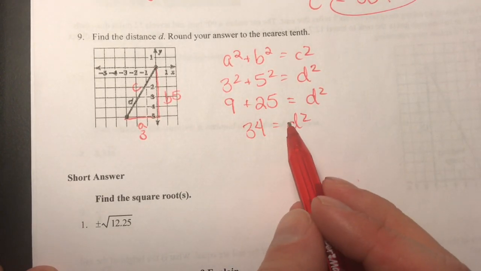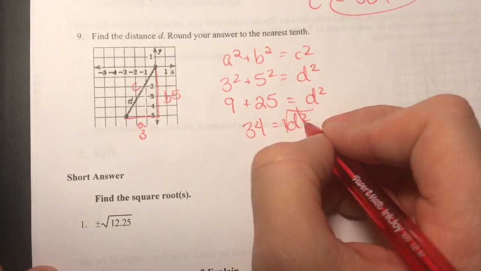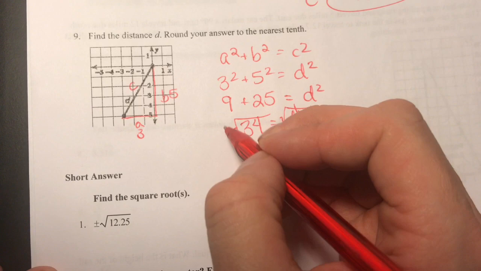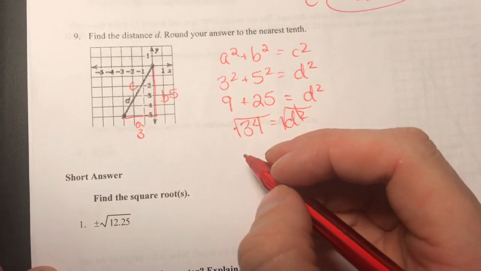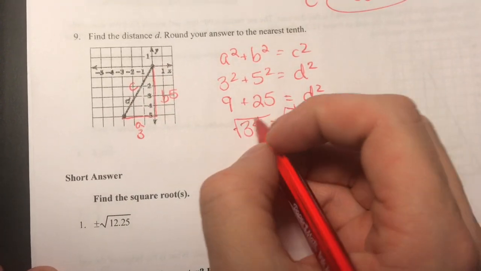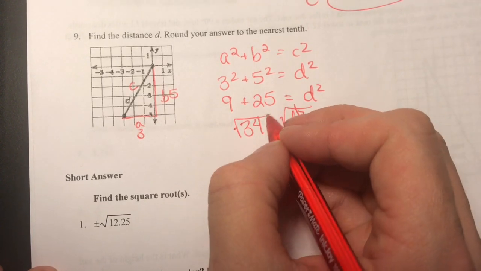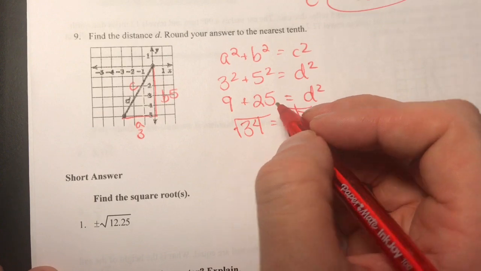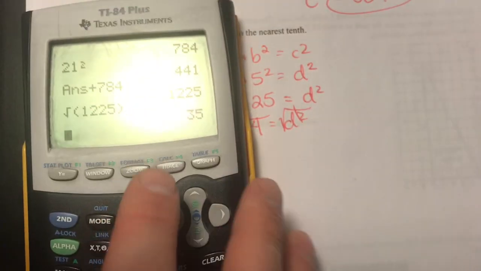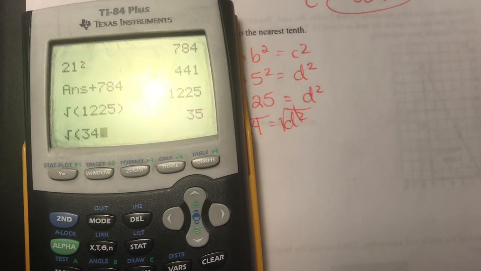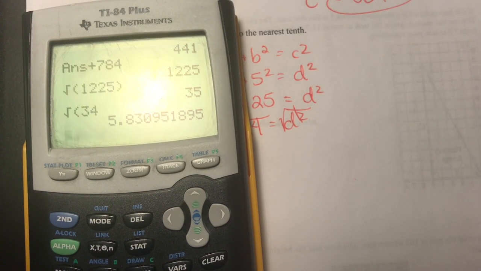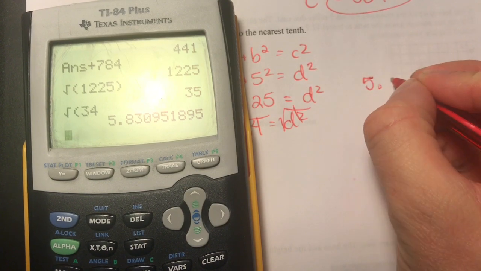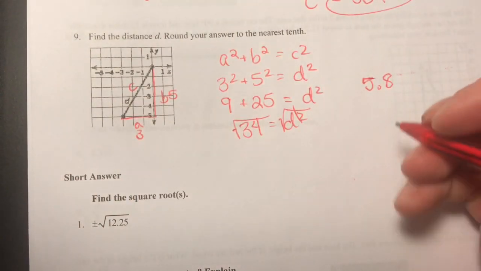D is not all by itself because squared is in the way, so I got to square root both sides. For the fifth time, normally I put a plus or a minus right there, but I'm not going to because we're talking about distance, and distance can't be negative. So I get something in between 5 and 6. How do I know that? The square root of 36 is 6, so something underneath the square root of 36 is going to be underneath 6. So the square root of 34 is 5.83. Rounding to the nearest tenth is 5.8 units.